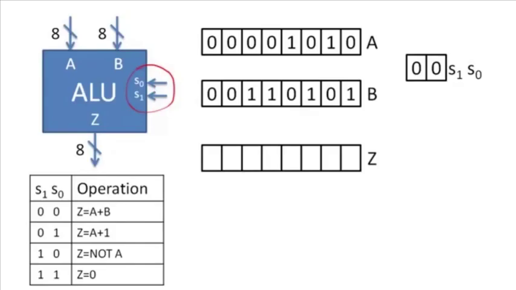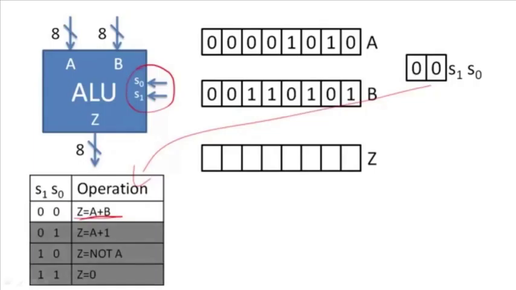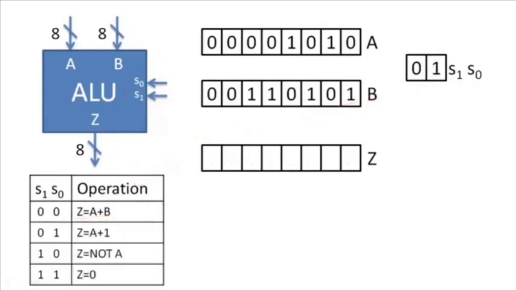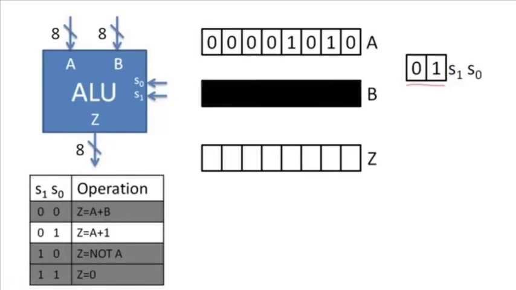Based on the data from the control bits, the ALU knows which operation to perform. In this situation, the ALU calculates the sum and sends it to the register file. If we change the control bits, we will change which operation is performed. Because this operation does not need an input from B, the B inputs will be ignored. The ALU will send an incremented value of A back to the register file.